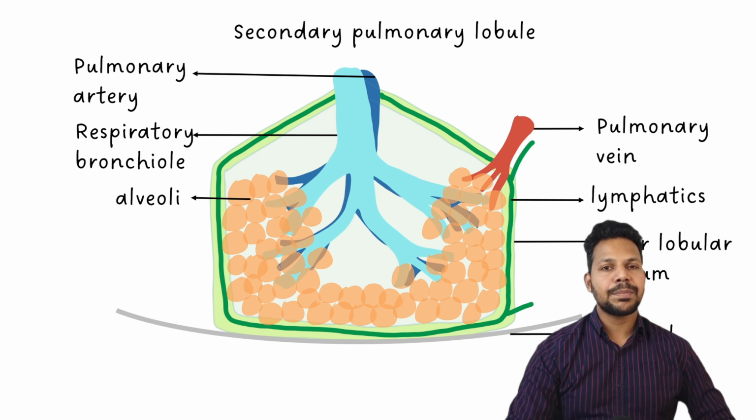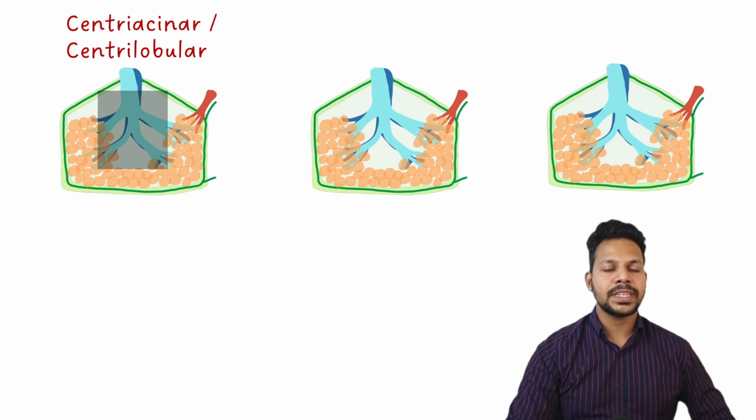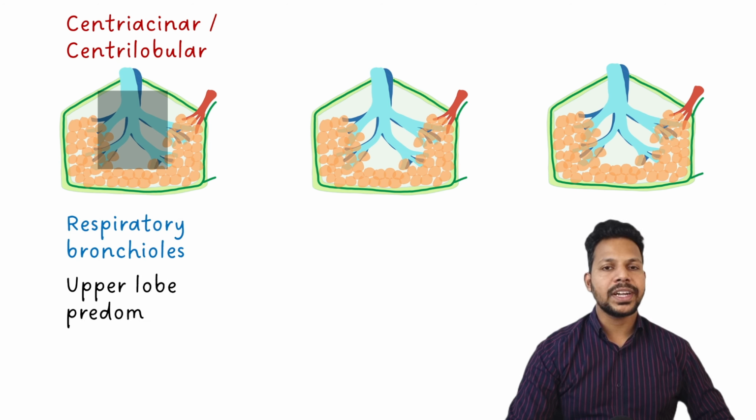Having understood this anatomy of the secondary pulmonary lobule, let's try to classify emphysema based on it. So we have three different types, starting with the centriacinar or centrilobular emphysema. The word itself is telling you the central part of the lobule is involved. That is, respiratory bronchioles are the ones that get involved here. And this disease is usually upper lobe predominant and commonly associated with smoking.